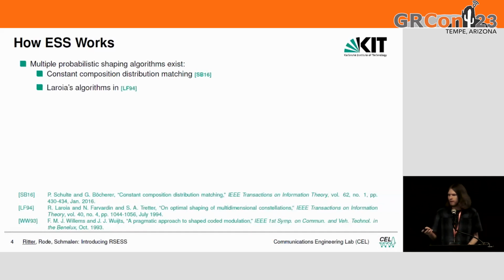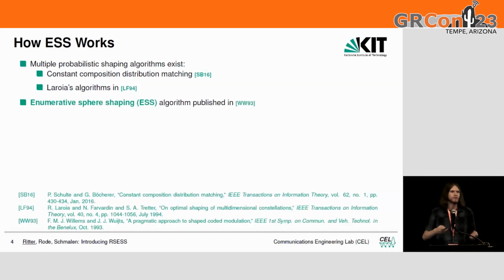This is where Laroia's algorithms, both published in the same paper back in 1994, come in. They are good for lower block lengths. What we'll be focusing on is enumerative sphere shaping, which is also very good for lower block lengths. It was published in 1993 by Willems and Wuillemin.